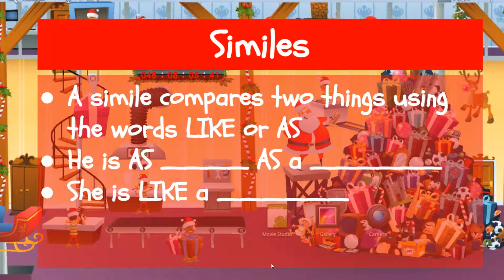All right, let's look at similes now. A simile compares two things using the word like or as. He is as tall as a mountain. He is as fast as a speeding bullet. He is as smart as a rocket scientist. Or it can use the word like. She is like a rose. She is like a blooming flower.